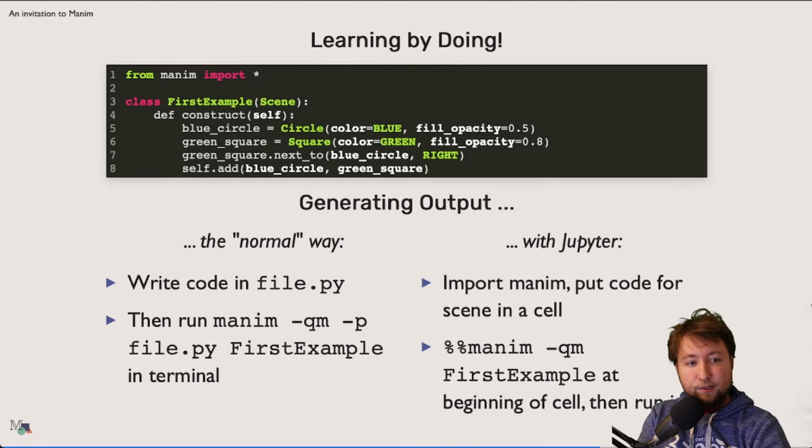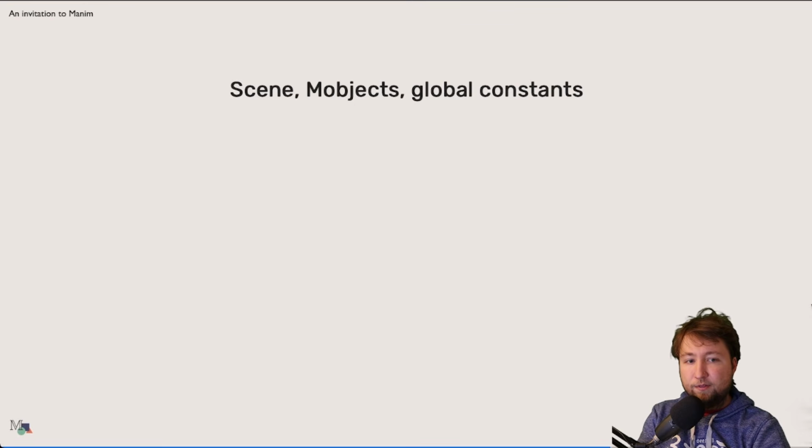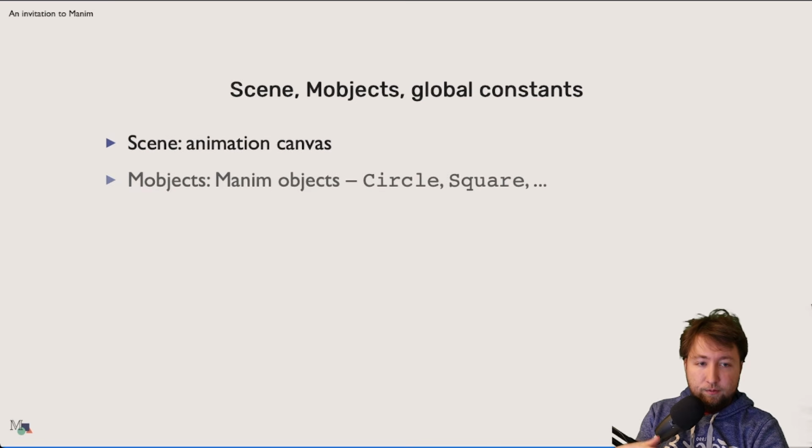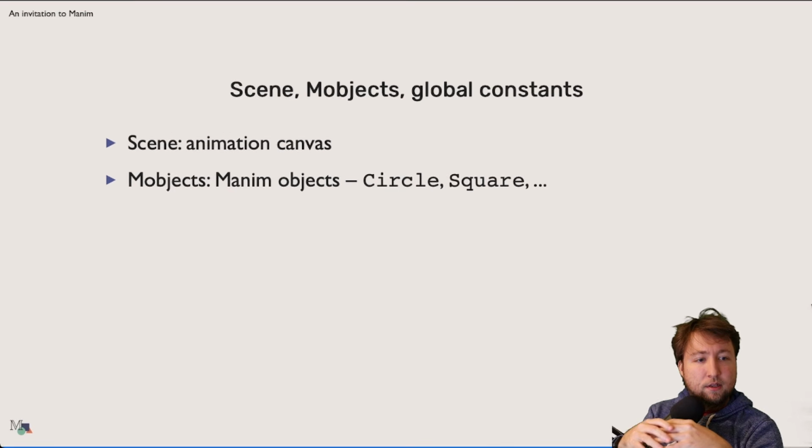To make sure we're not moving too fast, here's a short recap of the things we've already seen and the concepts we have encountered. First, we have met the scene. The scene is basically the animation canvas, where all of the things that you want to display are placed and then arranged somehow and then eventually also animated. We have encountered mobjects, Manim objects. In this case, we have seen circle and square.